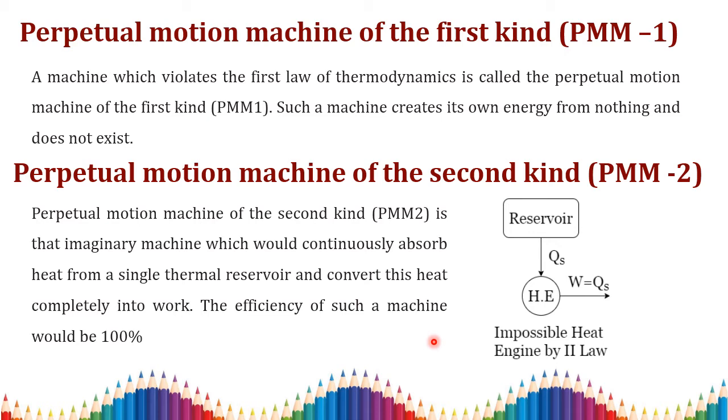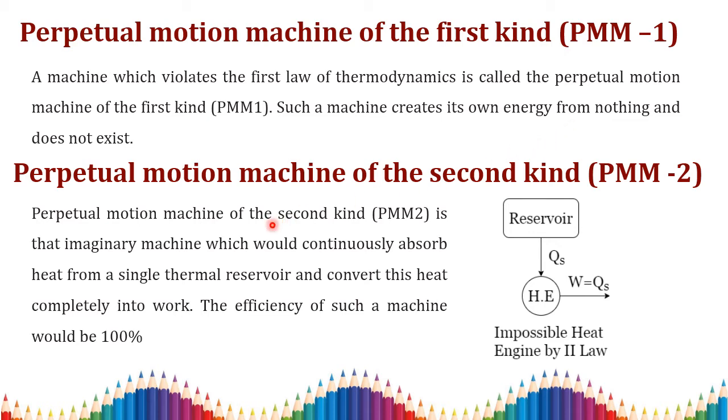We can also discuss the perpetual motion machine of the first kind. It says that it is a machine which violates the first law of thermodynamics. Such a machine creates its own energy from nothing and does not exist. The first law says that one type of energy can be converted into another type of energy; energy cannot be produced on its own. So that is called the perpetual motion machine of the first kind.